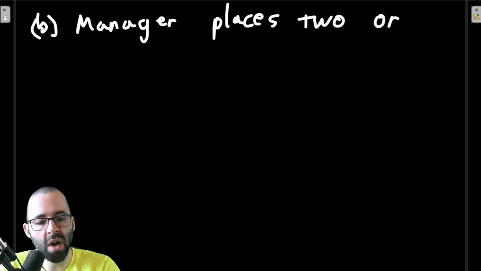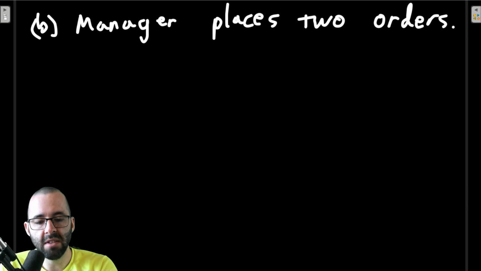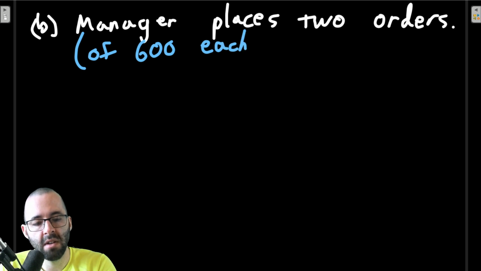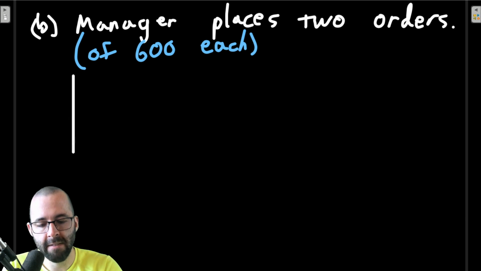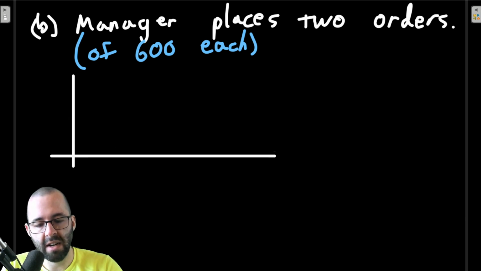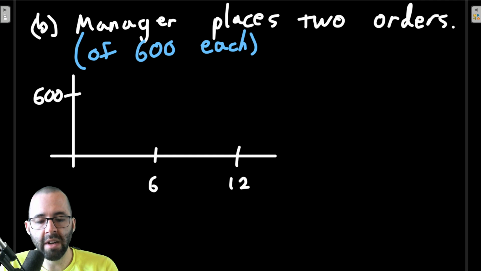So if they placed 1 order, then they had to order 1,200. But if they're placing 2 orders, that's 2 orders of 600 each. So we have a slightly different situation over here in part B, because now, again, we'll still be looking after 12 months. We're not ordering 1,200 anymore. We're ordering 600. We're ordering it twice.